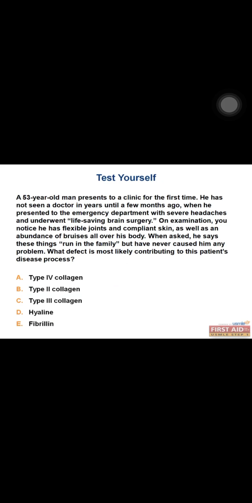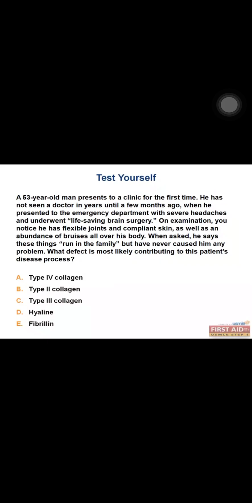Okay, let's do one more question before moving on. So, a 53-year-old man presents to a clinic for the first time. He has not seen a doctor in years until a few months ago, when he presented to the emergency department with severe headaches and underwent life-saving brain surgery. On examination, you notice he has flexible joints and compliant skin, as well as an abundance of bruises all over his body. When asked, he says these things run in the family, but have never caused him any problem. What defect is most likely contributing to this patient's disease process? So again, you can go ahead and pause the video if you want to think about this.